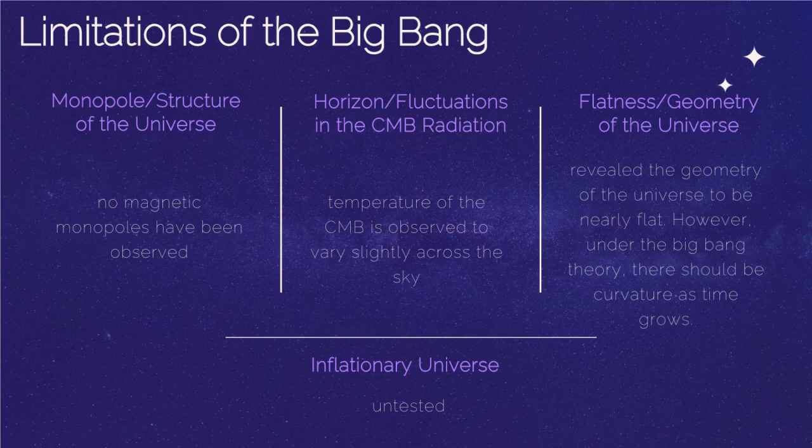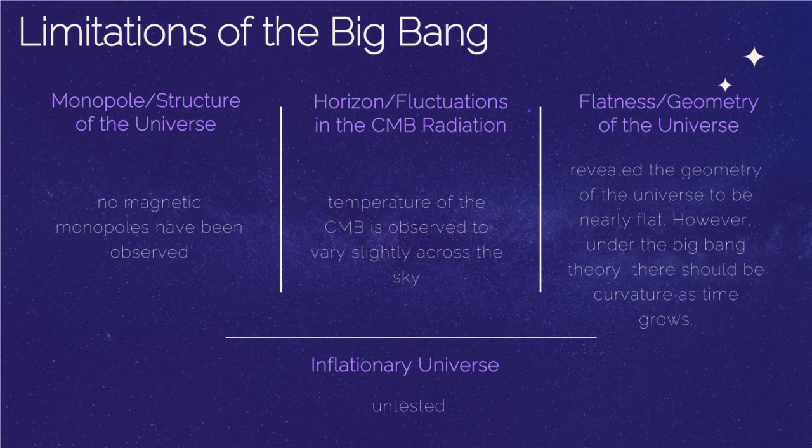Monopole structure in the universe. The Big Bang theory predicts the production of heavy stable magnetic monopoles in the early universe. However, no magnetic monopoles have been observed. It also makes no attempt to explain how structures like stars and galaxies came to exist in the universe. Horizon fluctuations in the CMB radiation. The temperature of the CMB is observed to vary slightly across the sky. Based on the Big Bang expansion, distant regions of space in opposite directions of the sky are so far apart that they could never have been in causal contact with each other. However, the evidence showing the uniformity of cosmic microwave background temperature shows that these regions must have been in contact with each other in the past.